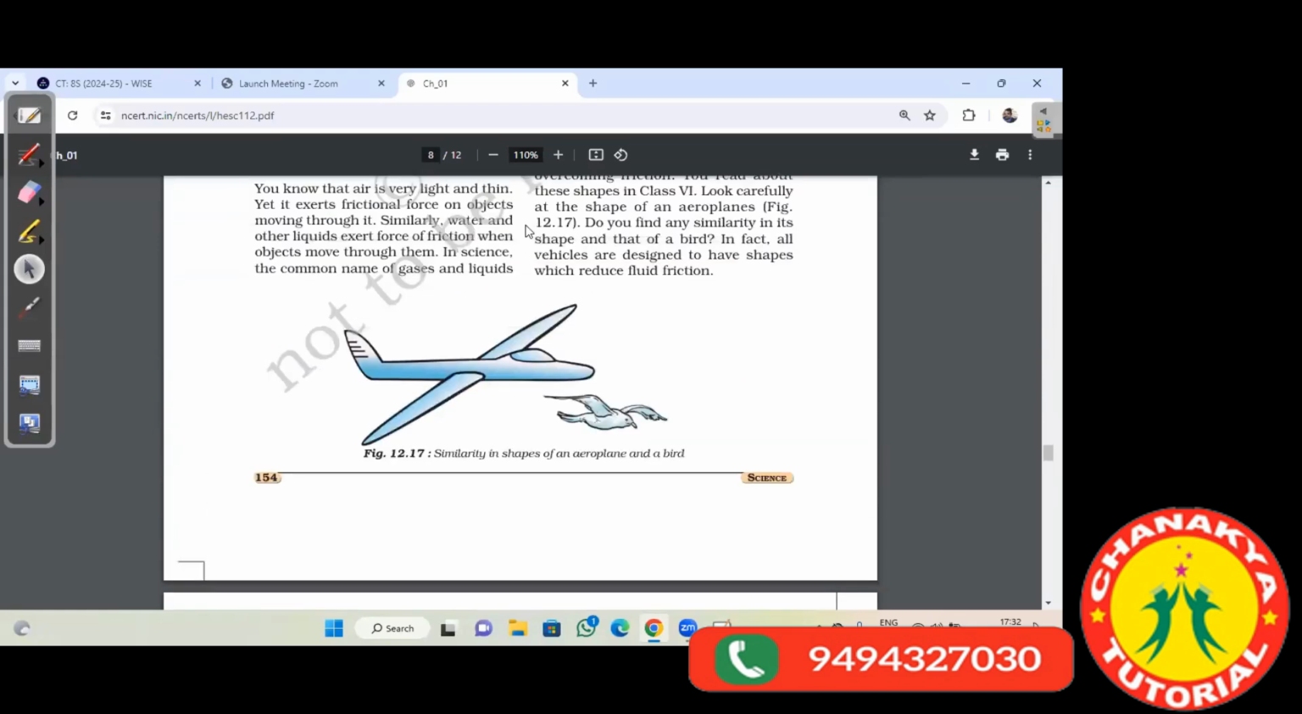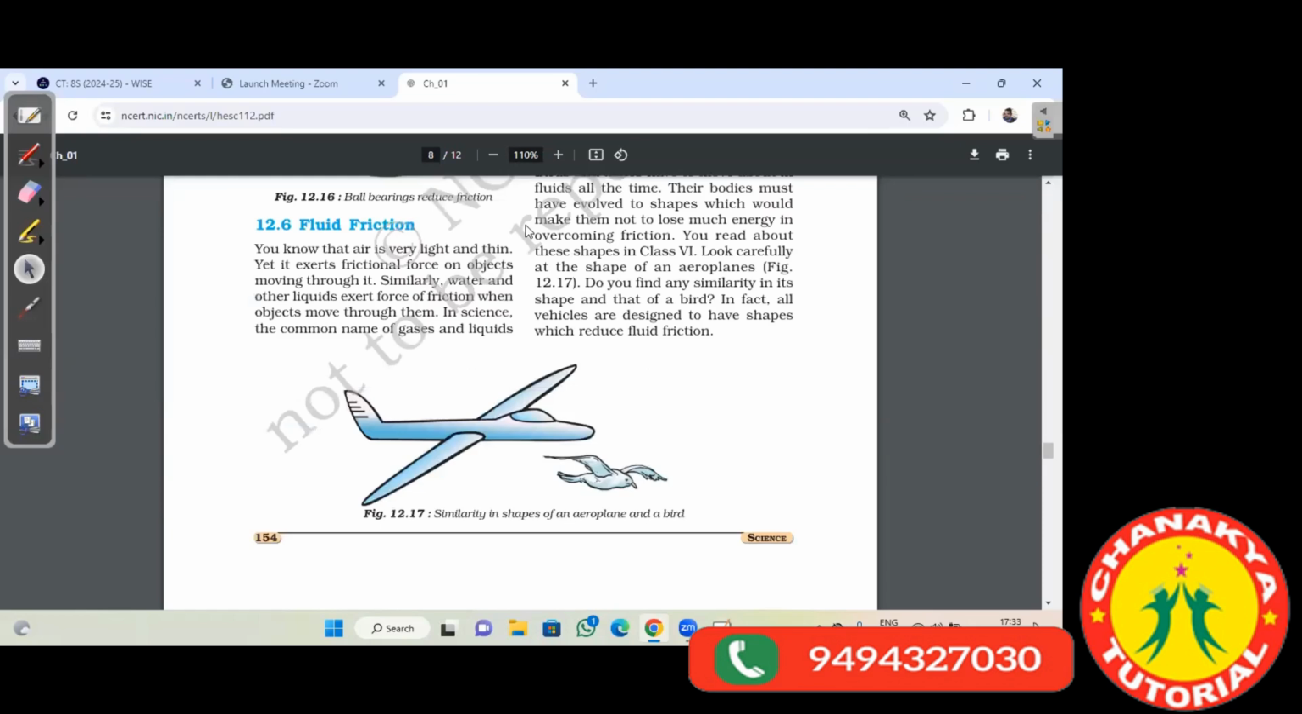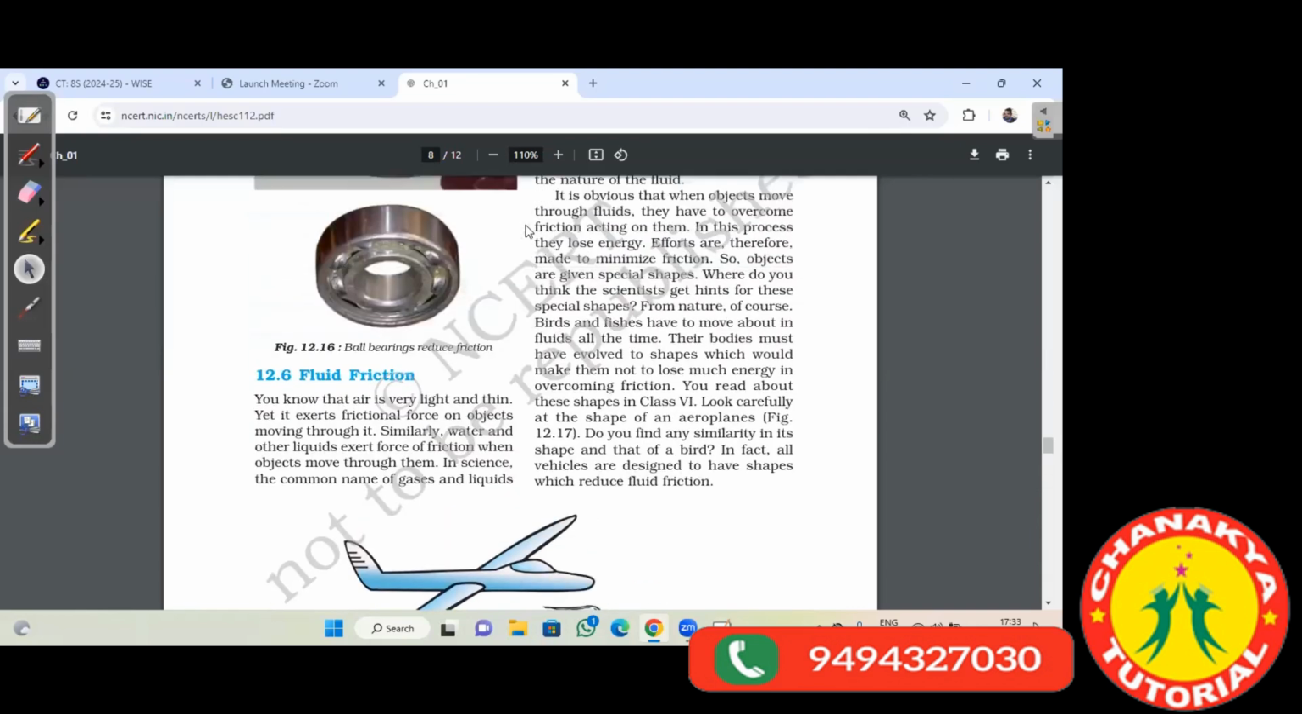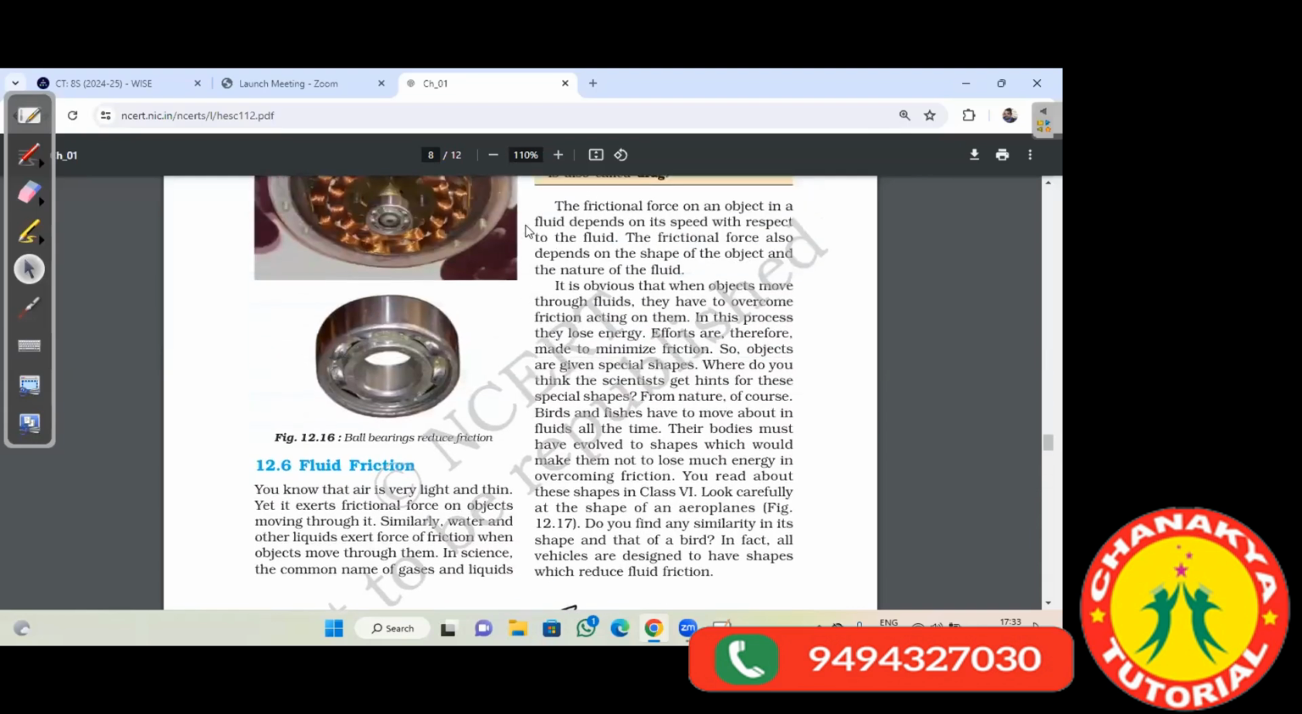See, the last topic we are doing here is fluid friction. So fluid friction, as we suggest, is the friction offered by the fluids. The shape of aeroplanes, the shape of birds, they all have similar shapes. And this shape of their body helps them. Their body is designed in such a way to reduce friction.